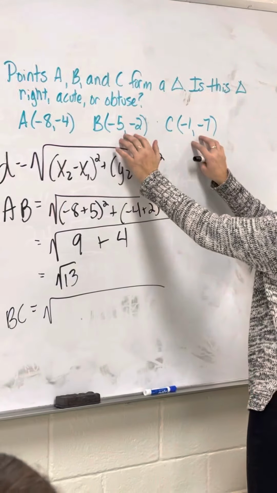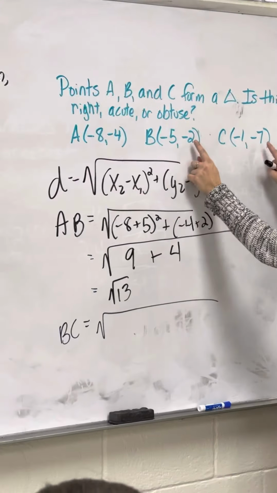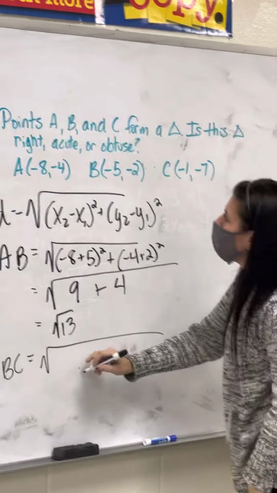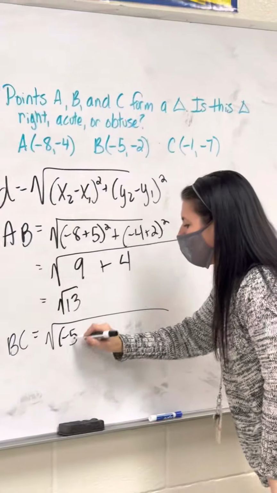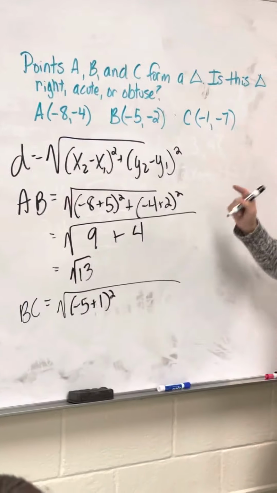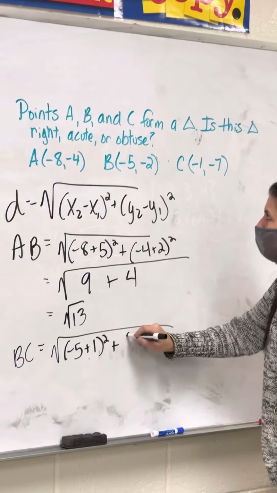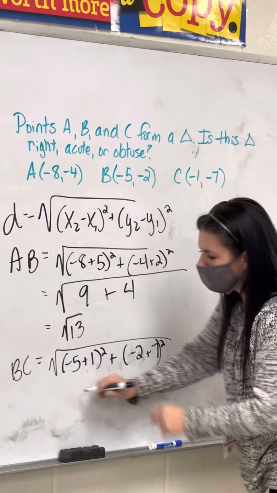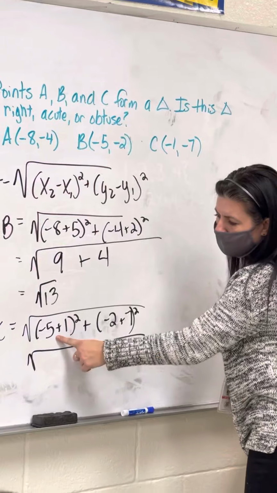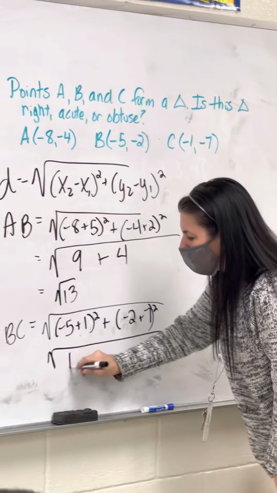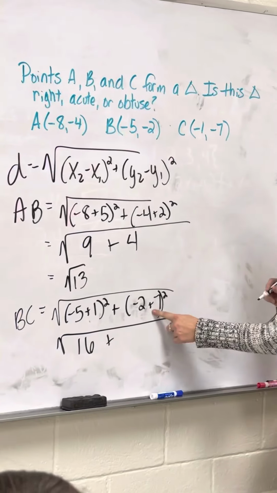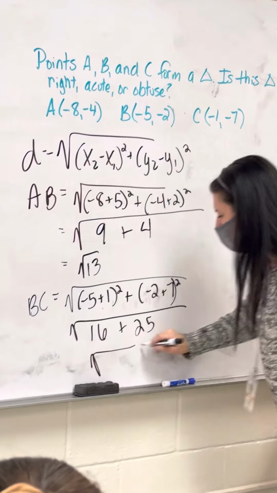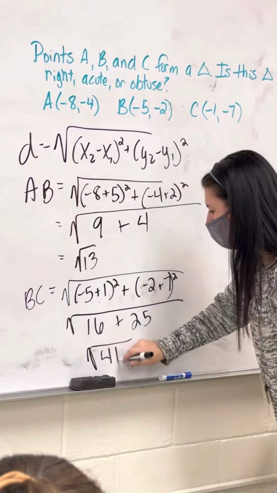Let's do from B to C. So I'm using these two. I'm going to subtract my x's, square them, subtract my y's, square them, and then add and square root. So my x is -5 plus 1, because you're subtracting. -2 plus 7 squared. This gives me -4. -4 squared is 16. This gives me 5. 5 squared is 25. And this gives me 41.